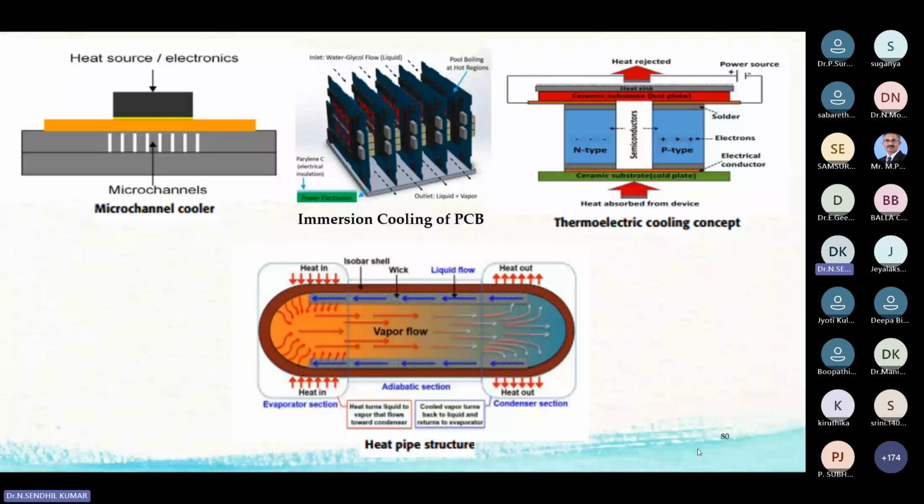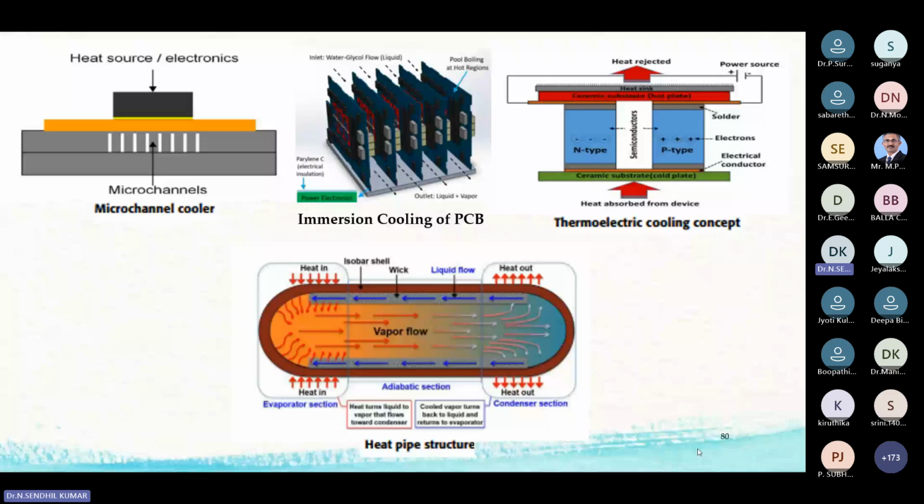And heat pipe structure means wherever heat comes in, the fluid becomes vapor. Once it flows, it transfers the heat, and when it comes to the other place it delivers the heat, and then it is circulated back. The same fluid captures the heat at one place and releases it at another place. That's the heat pipe structure. And thermoelectric cooling needs a power source to operate. Whenever power is given, a hot junction is produced at one junction, and a cold junction at the other.